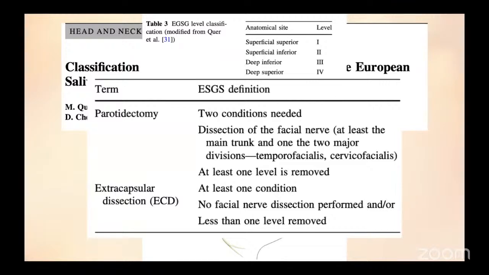A parotidectomy is defined as a procedure in which at least one level is removed with dissection of the main trunk and at least one of its major branches. So two conditions are needed for calling a procedure a parotidectomy according to the European classification. Extracapsular dissection needs at least one condition: no facial nerve dissection performed, or less than one level removed. That is the definition for extracapsular dissection.